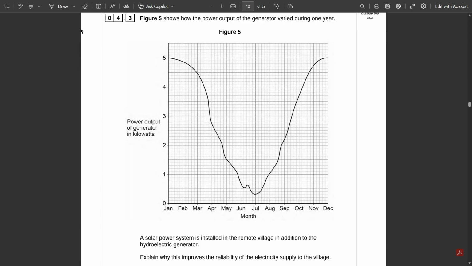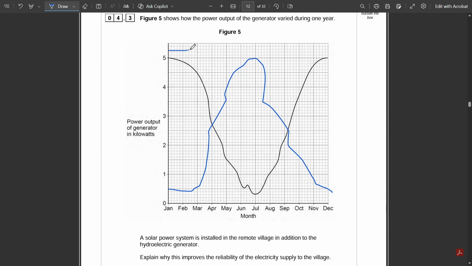supply. So you'd expect the solar power output to look something like this. So it ends up providing a constant output throughout the year like that, if you add them together.